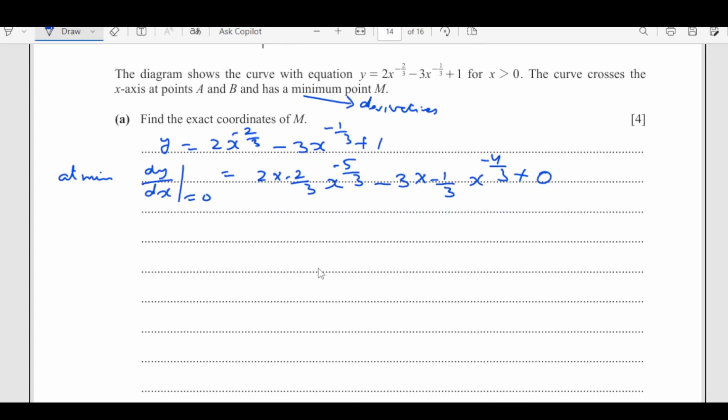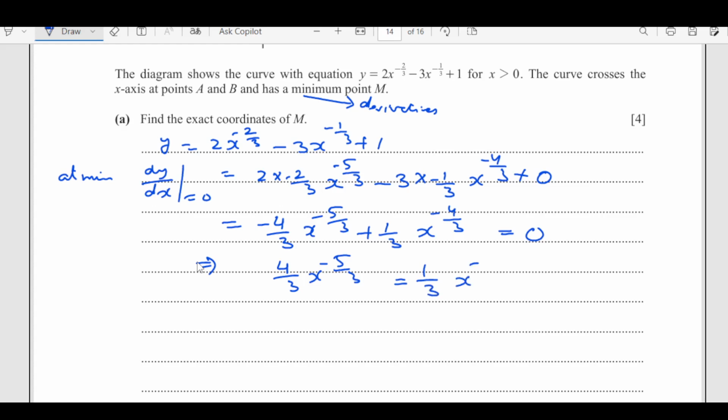So now we are just rearranging everything. This will become negative 4 over 3 x to the power of minus 5 over 3 plus 1 over 3 x to the power of minus 4 over 3. Now this is equal to 0 as the derivative is 0. So we rearrange again. Shift the sides: 4 over 3 x to the power of minus 5 over 3 equals 1 over 3 x to the power of negative 4 over 3. As this is negative, shifting to the other side it becomes positive, right?